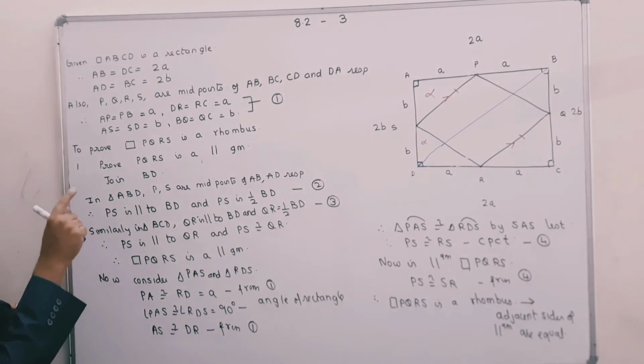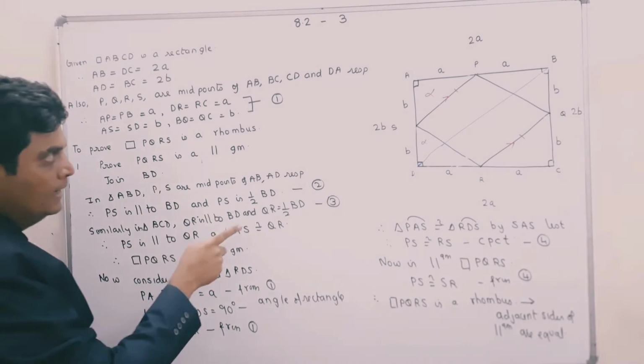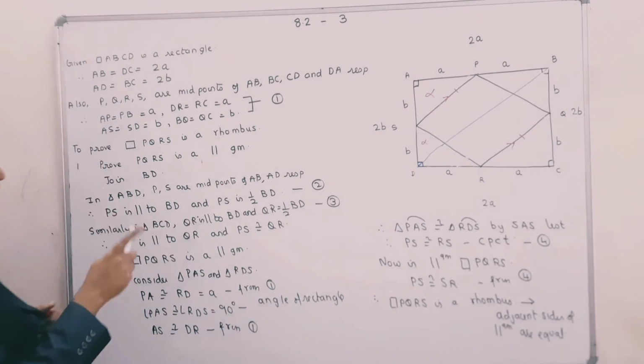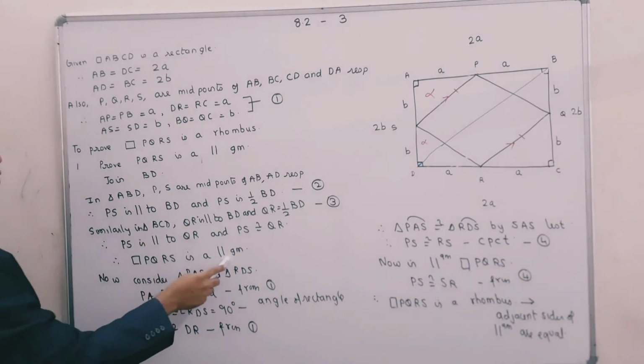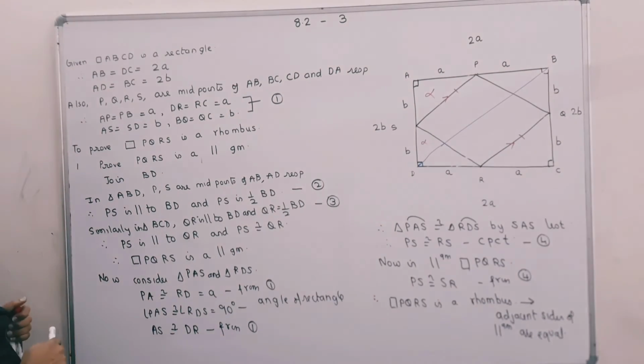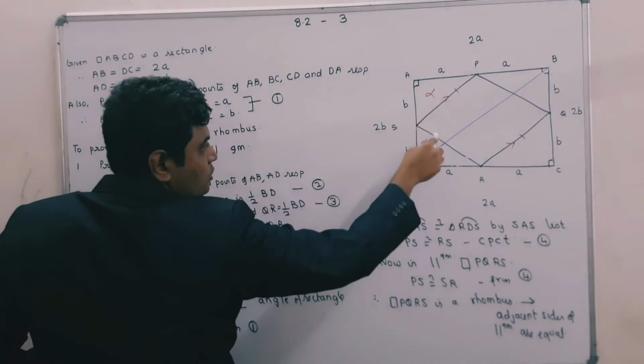Now in quadrilateral PQRS, one pair of opposite sides is parallel as well as equal. PS is equal to QR and PS is parallel to QR. Therefore, PQRS becomes a parallelogram. Now, parallelogram it is proved. We have to prove it is a rhombus. So these two sides we have to prove.